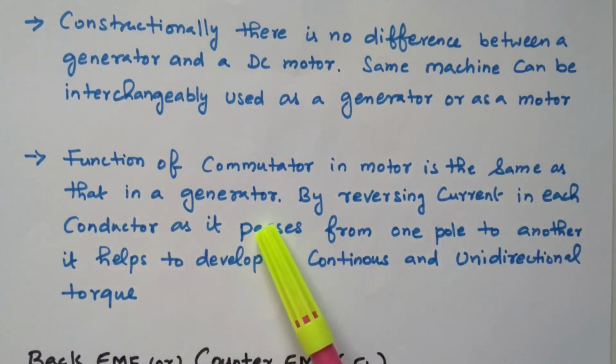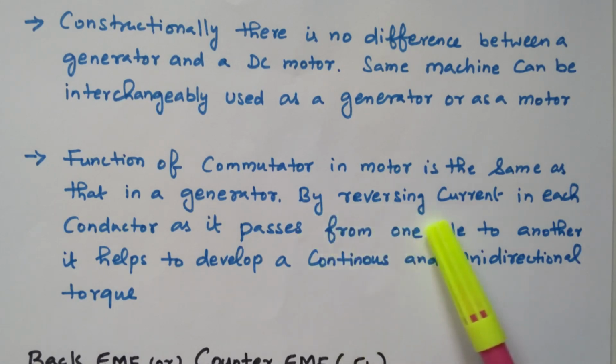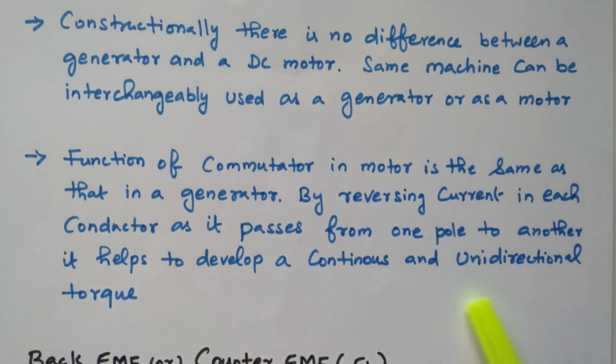In a generator, it is used to collect the current; here it is used to supply the current to the armature winding. By reversing current in each conductor as it passes from one pole to another, it helps to develop the continuous and unidirectional torque, right. So it will be able to supply the current continuously to the armature winding, so that it starts rotating. So, this is the principle of operation.